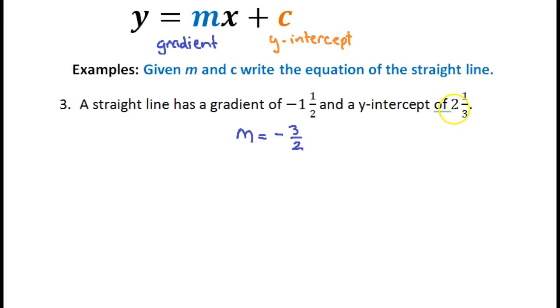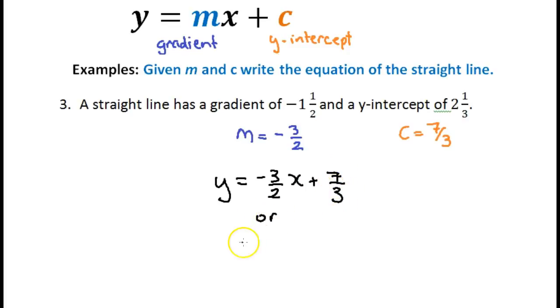How many thirds in 2 wholes? Well, there are 3 thirds in one whole, 6 of them in 2 wholes, so in this fraction there is 7 altogether. So c equals 7/3. So we look at the rule y equals mx plus c. So we replace m with the fraction -3 on 2 times x, and we take c and we add it in, 7/3. Now once again, just to make sure that we know the x is in the numerator, we often write it like this, but both ways are correct.